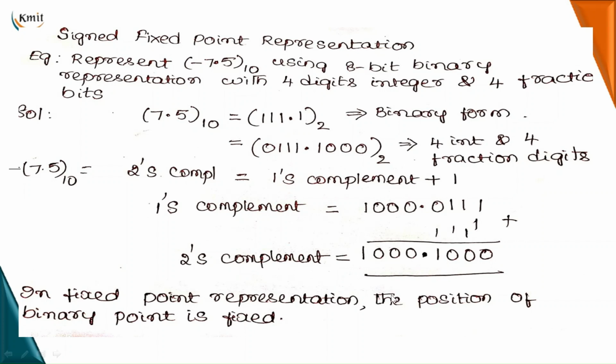This is especially applicable to real numbers. When we have a decimal point present in the number, the point is going to be fixed. That is the reason we call it a fixed point representation.